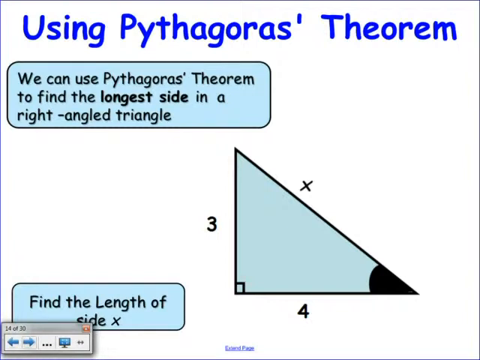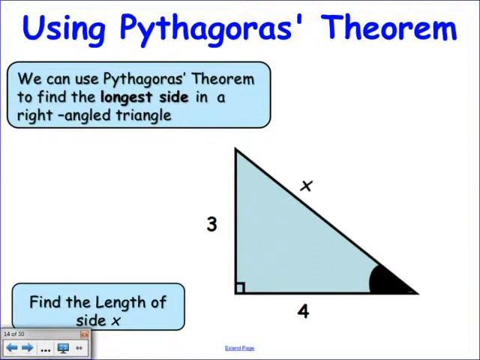So let's look at the basics then. Pythagoras' theorem. What is Pythagoras' theorem then? So this question is asking us to find the length of x. So what is x with respect to our right angle triangle? It's our hypotenuse. Yeah? X is our hypotenuse.